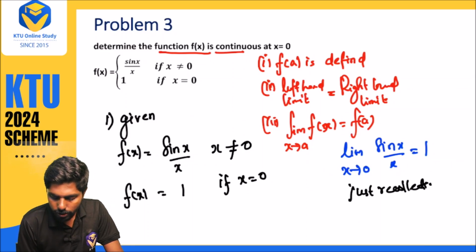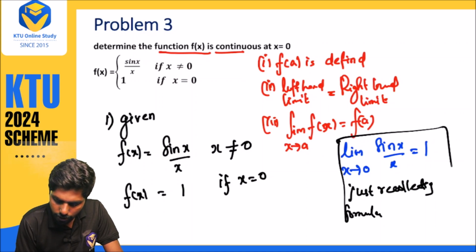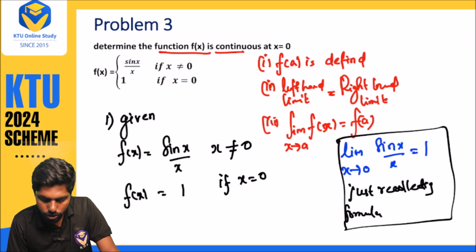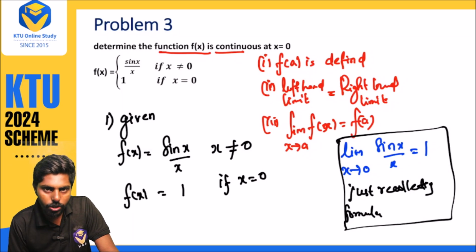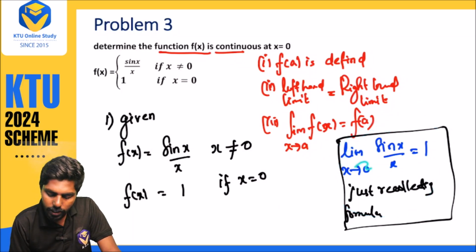Recollecting the formula. This is a formula. Either you can get it by solving or just memorize it: the limit as x approaches 0 of sin x divided by x is equal to 1. Either recollect or memorize. Whenever x approaches 0, sin x divided by x is equal to 1. It will be useful in higher classes also.